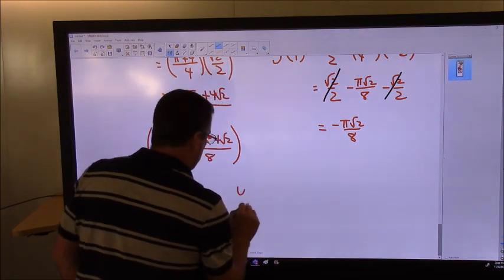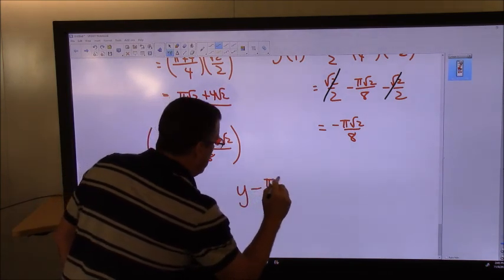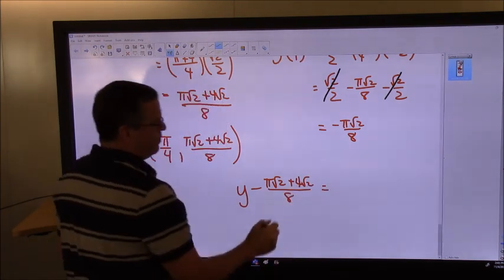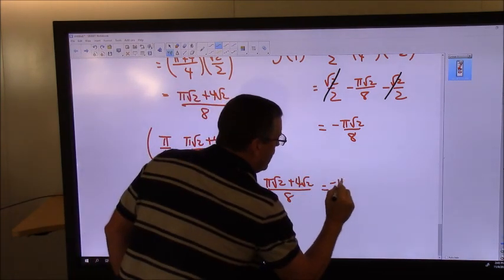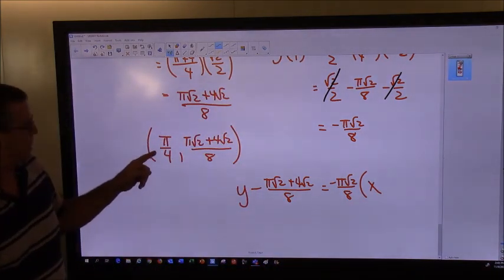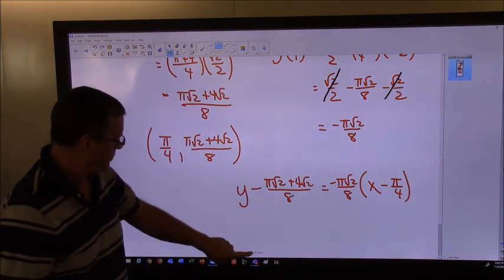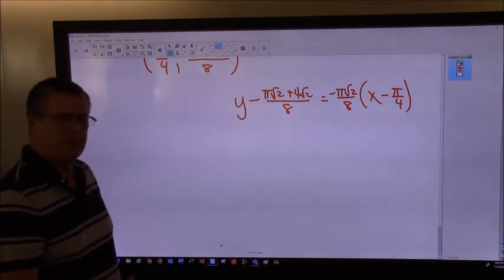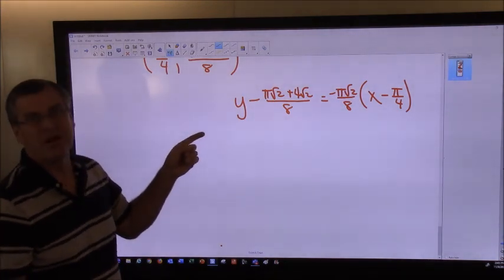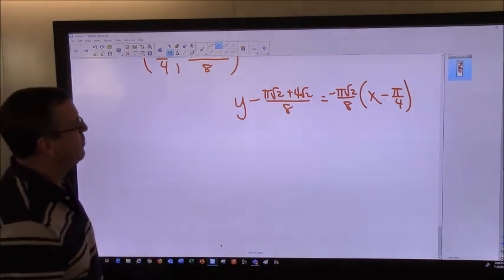So I'm going to say y minus the y value, so minus the fraction pi root 2 plus 4 root 2 over 8 equals the slope, which is a negative pi root 2 over 8 times x minus the x value. Remember how I told you that on the AP test you don't have to simplify? That would be a good place to stop right there. However, what if it's a multiple choice question? We got to keep on pushing forward on this.